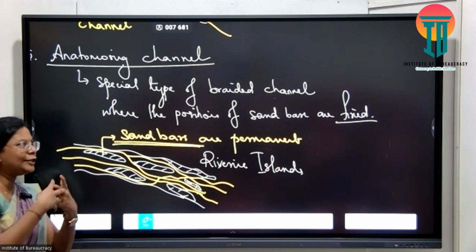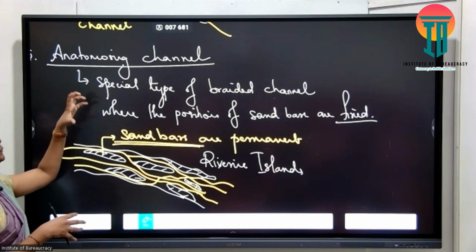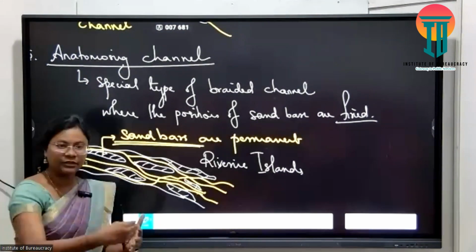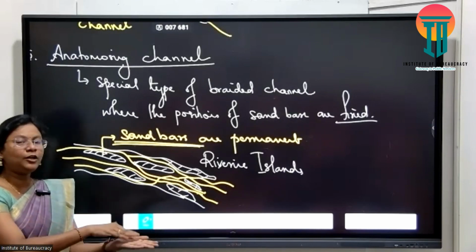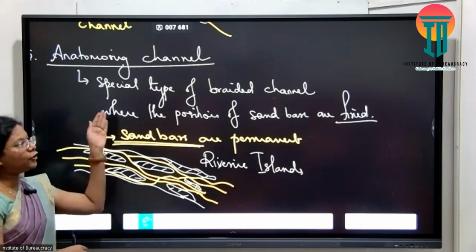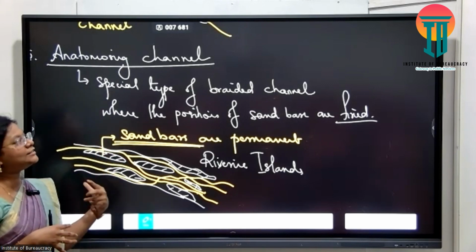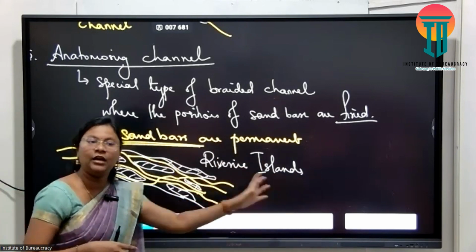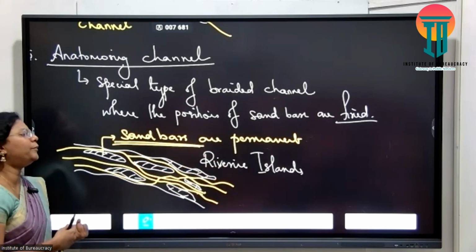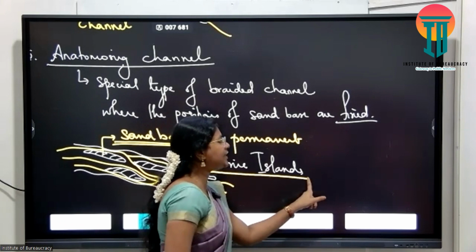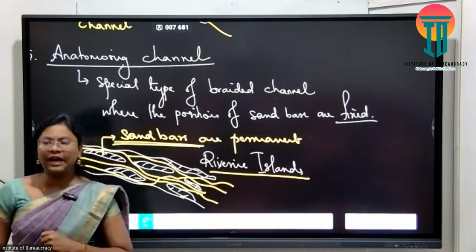Okay, so special type of இது எப்ப வரும்? ஏன்னா இந்த braided nature ரொம்ப நாள் அந்த river ஓடிக்கிட்டே இருந்தா அந்த sand barsமே fixed மாறிடும். So என்னோட பிரம்மபுத்திரா river braided channel இருந்து எந்த சேனலுக்கு மூவ் ஆயிட்டு இருக்கு? Anastomosing channelக்கு மூவ் ஆயிட்டு இருக்கு. You're getting me? The sand bars become permanent. Such permanent sand bars are known as your riverine islands.